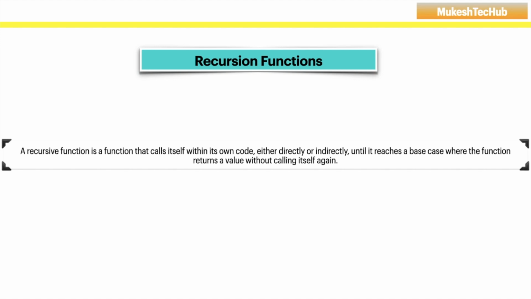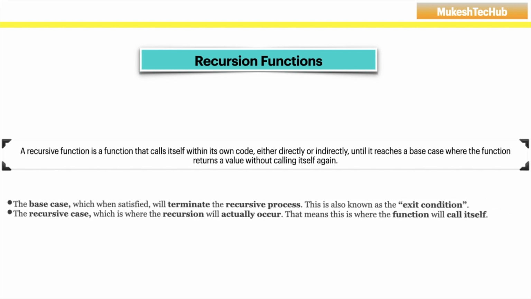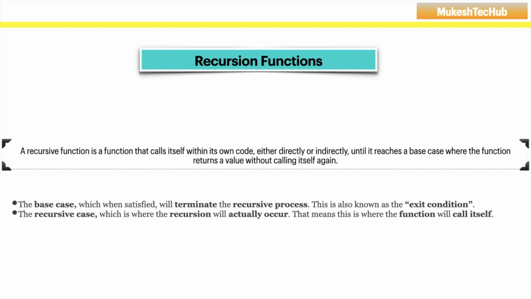Okay. Before moving to the practical session, we need to understand two most important cases of this recursion function. So basically these are the conditions. First, the base case, which when satisfied will terminate the recursive process. This is also known as the exit condition. Second is the recursive case, which is where the recursion will actually occur. That means this is where the function will call itself.